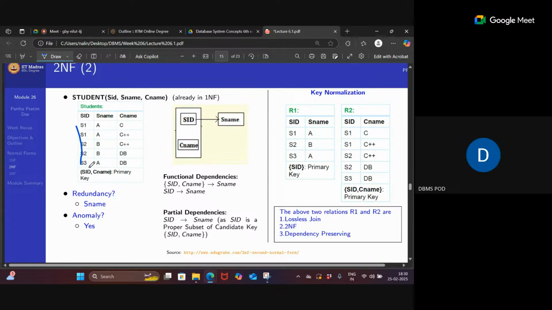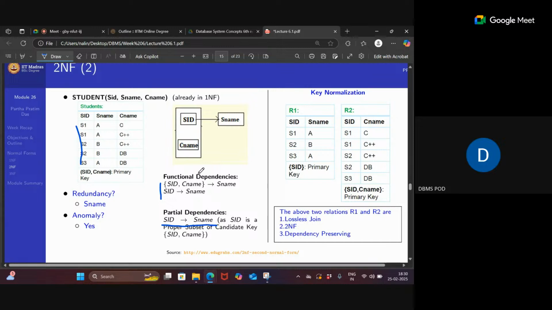It is in 1NF, but the relation is not in 2NF. You can see here that a partial dependency exists. So SID, CNAME together are the primary key, but part of the primary key, which is SID, is determining another non-prime attribute, SNAME. So this relation is not in 2NF, because of this partial dependency.